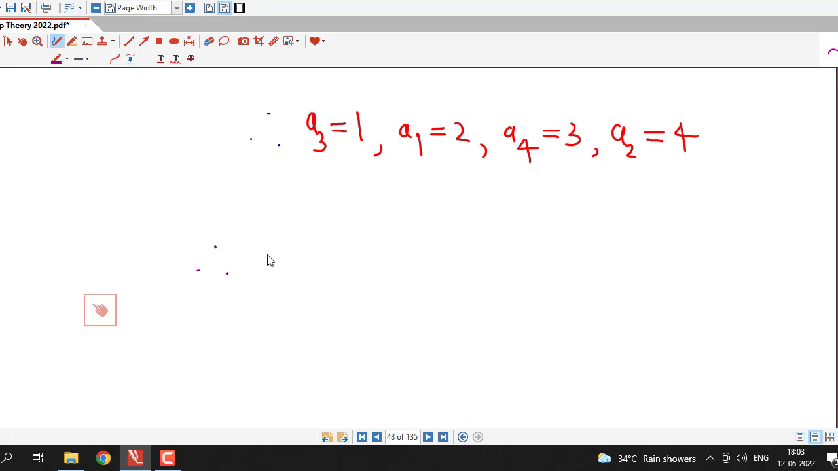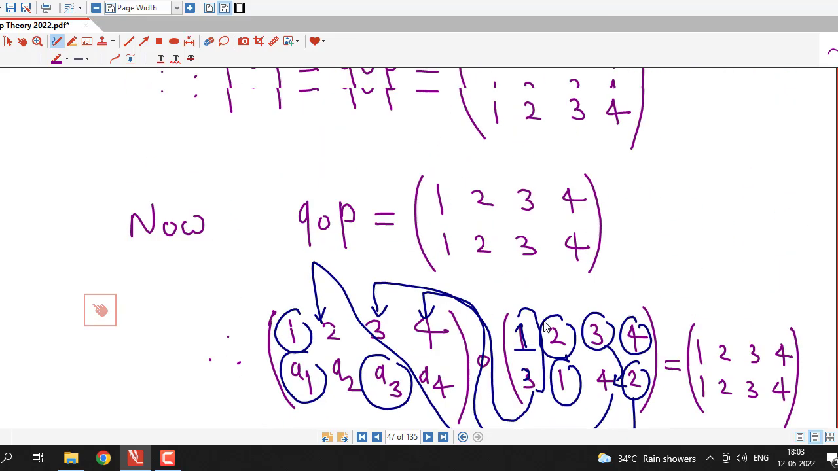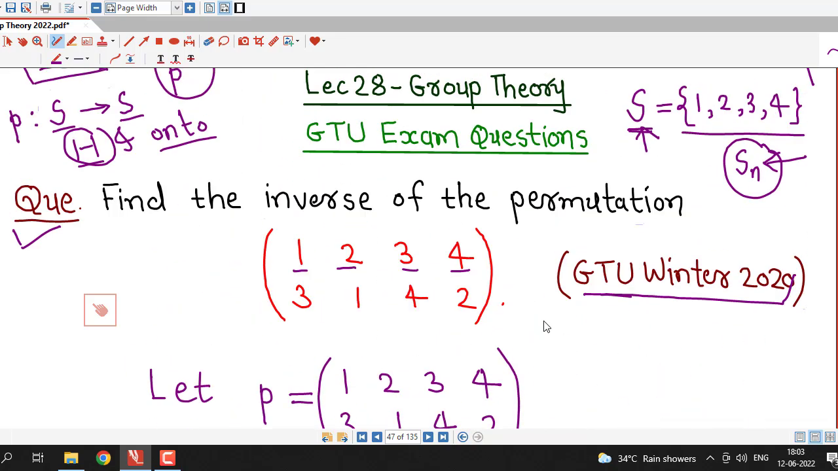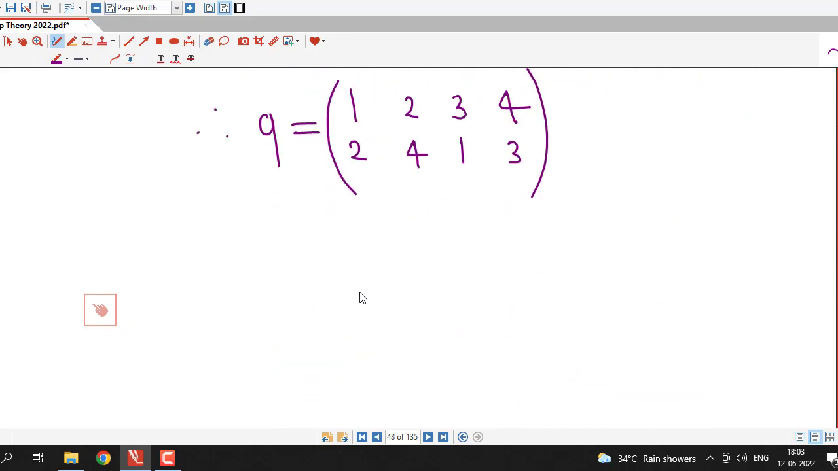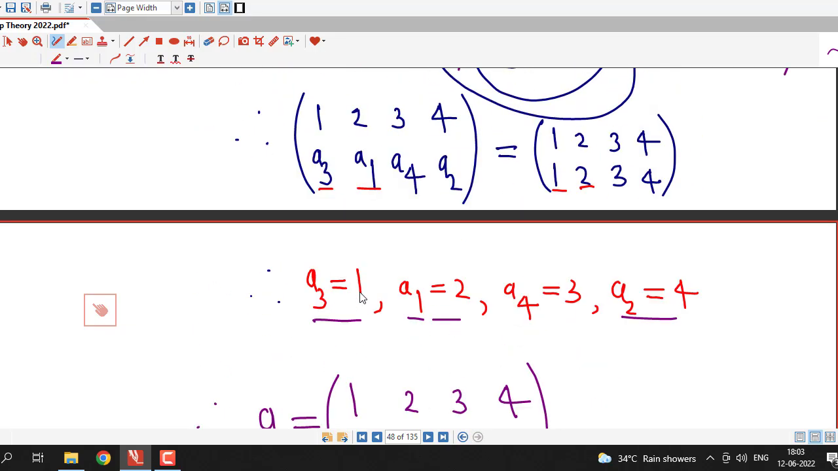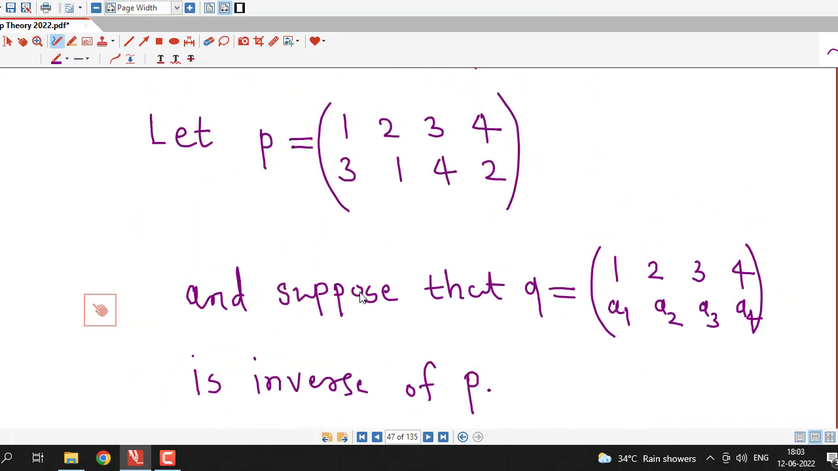So therefore inverse of P, which we have assumed as Q, is now 1 2 3 4 over A1 is 2, A2 is 4, A3 is 1, and A4 equal to 3. So this is the inverse of given permutation P. And if we wish, we can cross check: we can multiply these two permutations P and Q, and our answer must be identity permutation. So I hope you understand how we have obtained the inverse of given permutation.